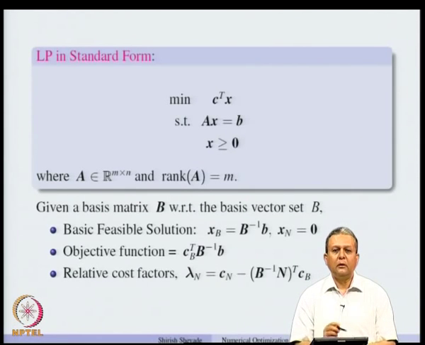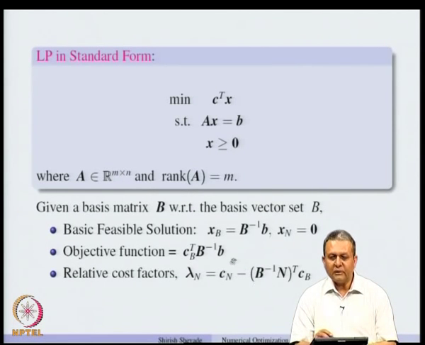Now, can we use this information and find a way so that the entire information is compactly available in the form of, say, a matrix? So, by looking at the matrix, we should be able to find out what is B inverse b, or what is the current basic feasible solution, what is the objective function value, which is CB transpose B inverse b, and what are the relative cost factors associated with the non-basic variables. And remember that the relative cost factors associated with the basic variables have to be 0.